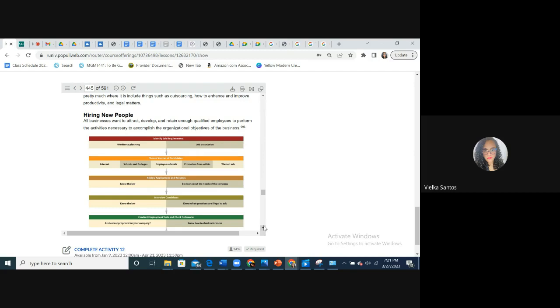Job description, what you people will be doing. If you are hiring a new assistant in your business, try to make the job description for them.